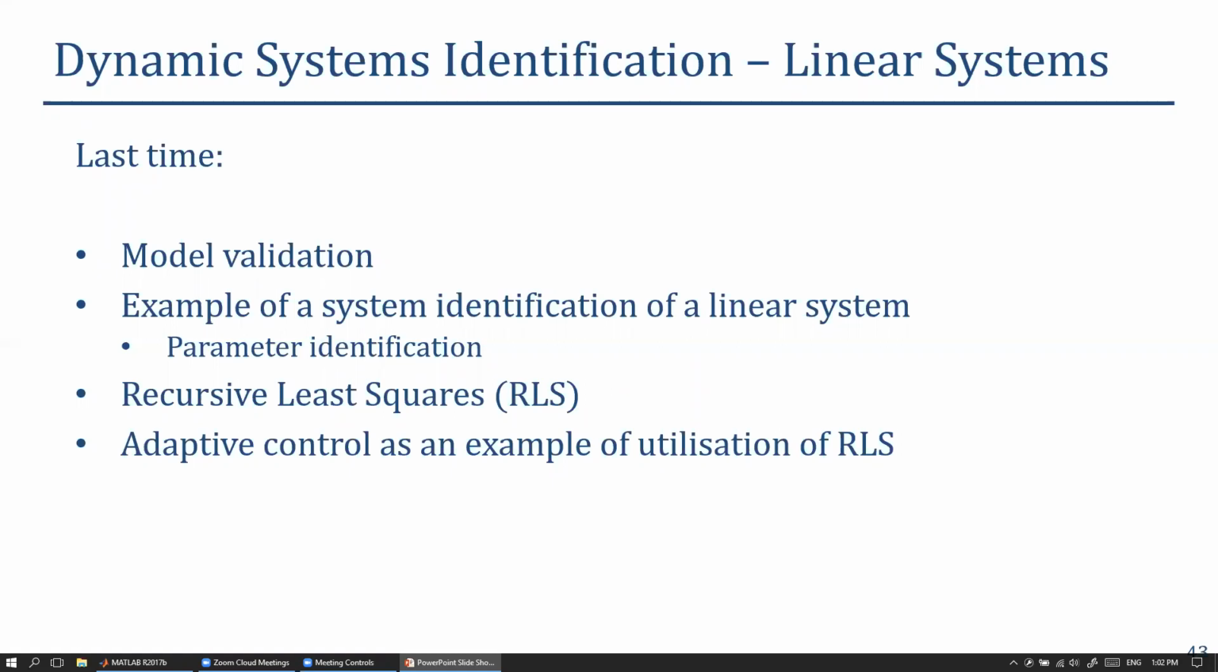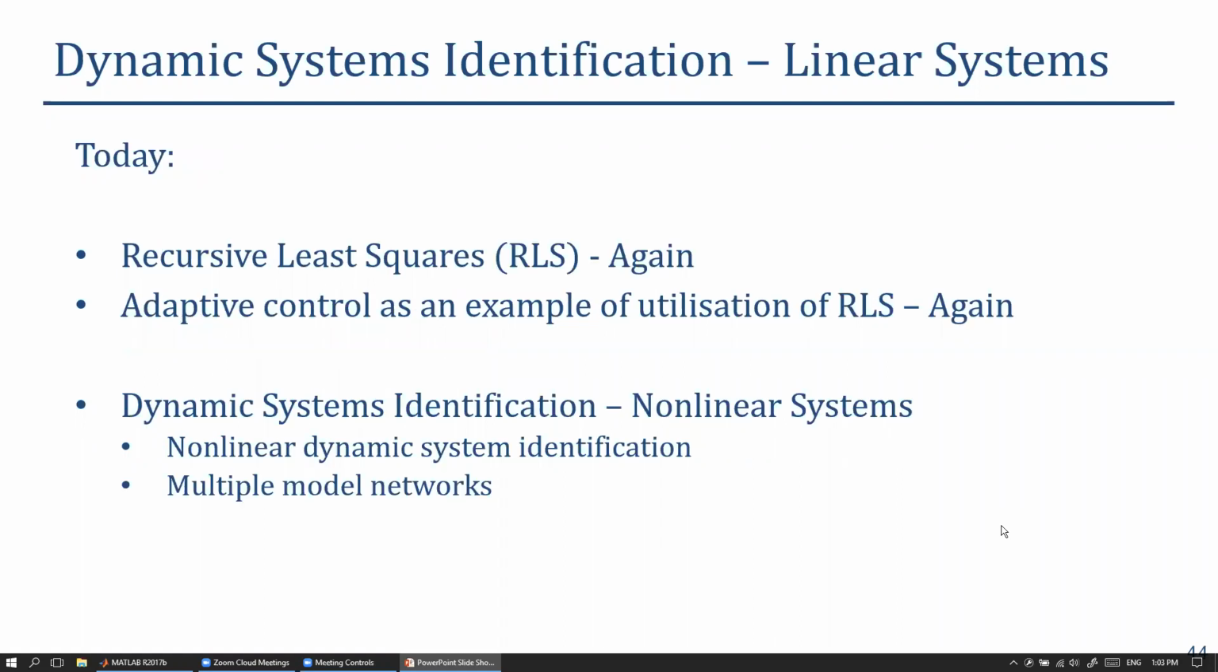Now, today, the last time, the least squares, the recursive least squares and the adaptive control, I was running a little bit out of time. So I did it quite quickly, and I want to do that today again. We will just quickly go through the recursive least squares, and I want to do the adaptive control example again, because I'm pretty sure you did not get what I wanted to explain the last time.